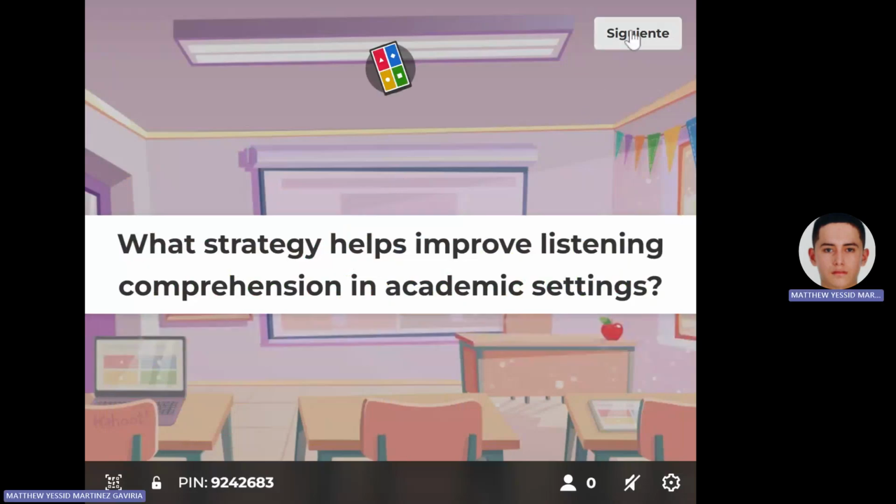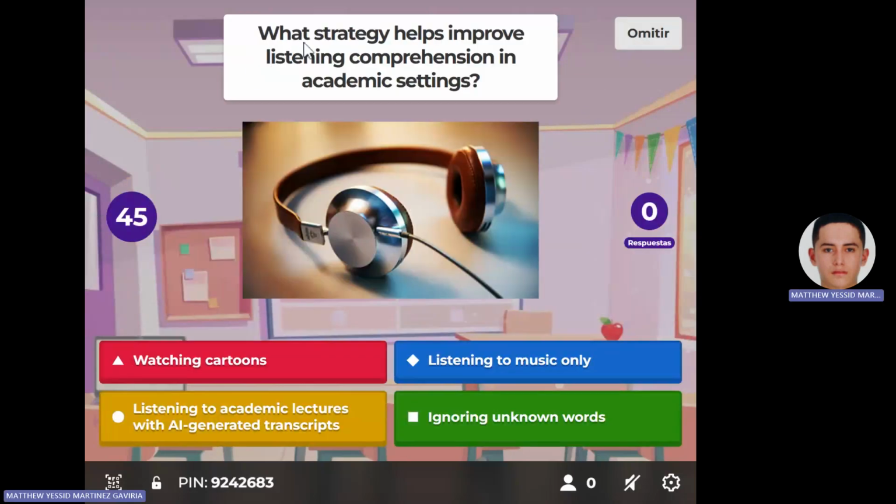Number 4 asks: what strategy helps improve listening comprehension in academic settings? The correct answer is to listen to academic lectures with AI-generated transcripts. That's important because AI becomes a pedagogical tool, and students can use platforms like ChatGPT or YouTube, with generated subtitles, to improve their understanding of accents in academic terminology.